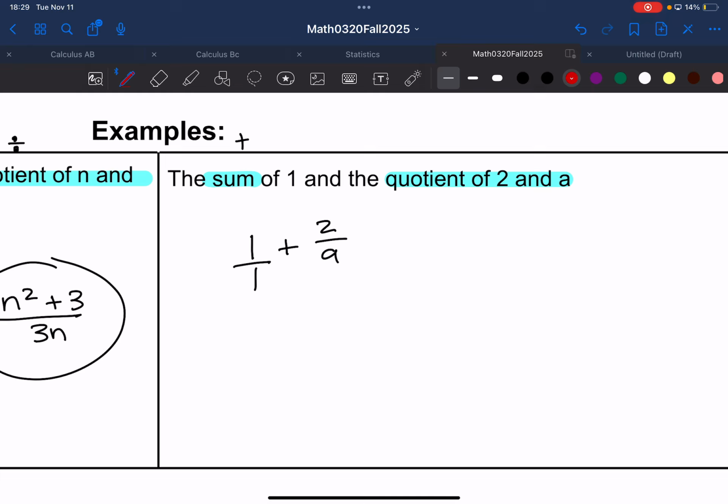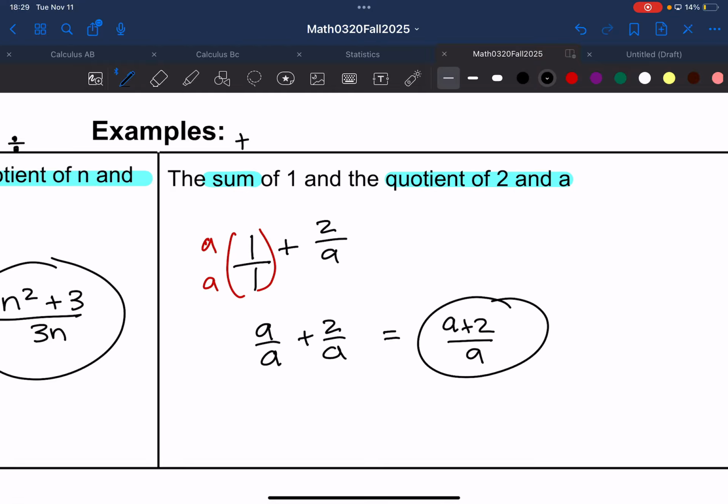Which means the second fraction doesn't have to change, but this first fraction we have to multiply top and bottom by a. Wouldn't that just be a over a? Correct. It would just be a over a. So a over a plus 2 over a is going to give us a plus 2 over a. That's my answer. And that's an a, not a 9, an a.